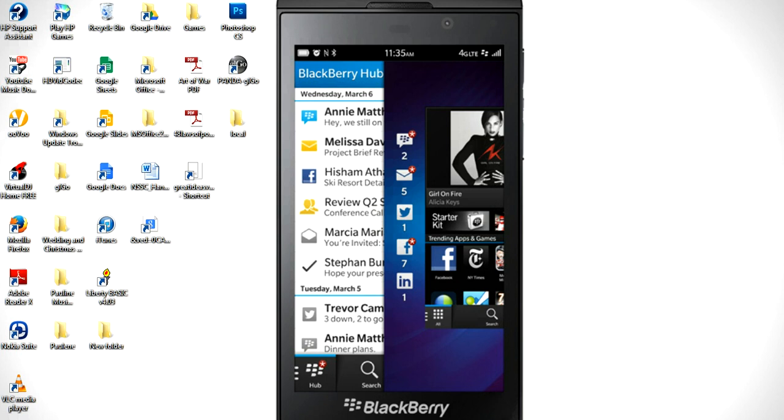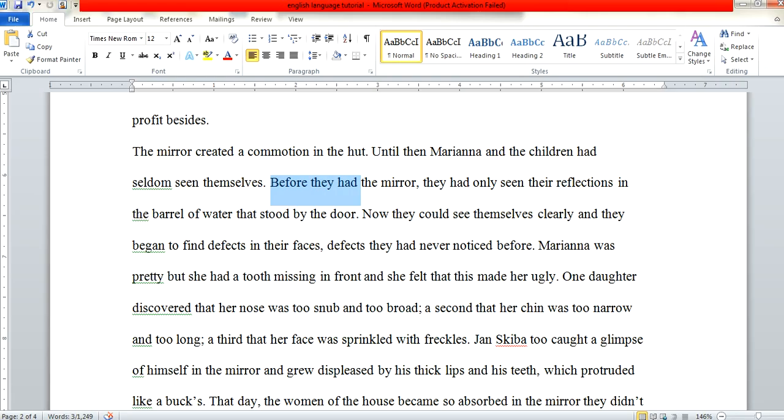So, hi everyone, this is more English language, specifically parts of speech, and after that, nouns and pronouns. So, today we're going to be focusing on a short story and real examples of looking at nouns and pronouns, right?